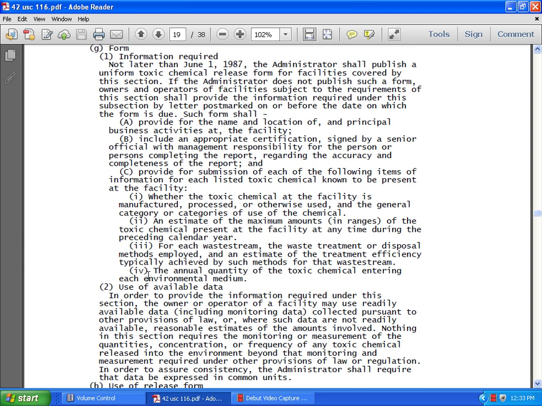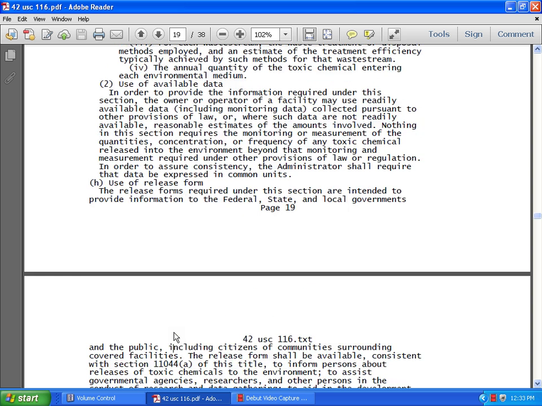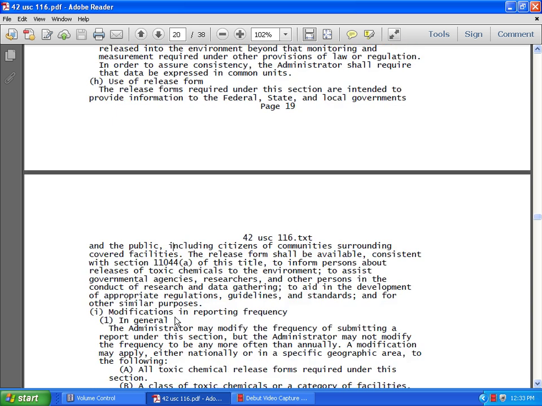In order to ensure consistency, the administrator shall require that data be expressed in common units. Use of release forms. The release forms required under this section are intended to provide information to federal, state, and local governments and the public, including citizens of communities surrounding covered facilities. The release forms shall be available consistent with section 11044 of this title, to inform persons about releases of toxic chemicals to the environment, to assist government agencies, researchers, and other persons in conducting research and data gathering, to aid in the development of appropriate regulations, guidelines, and standards, and for other similar purposes.